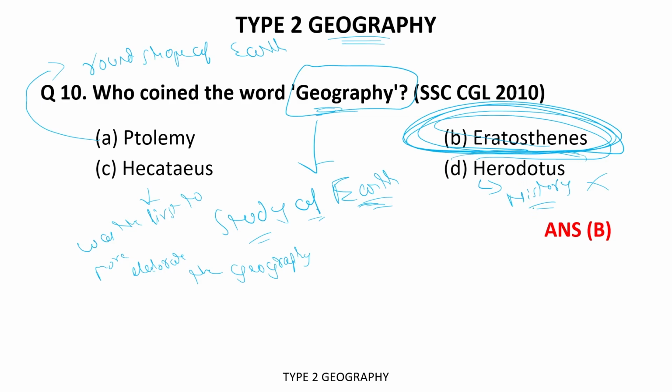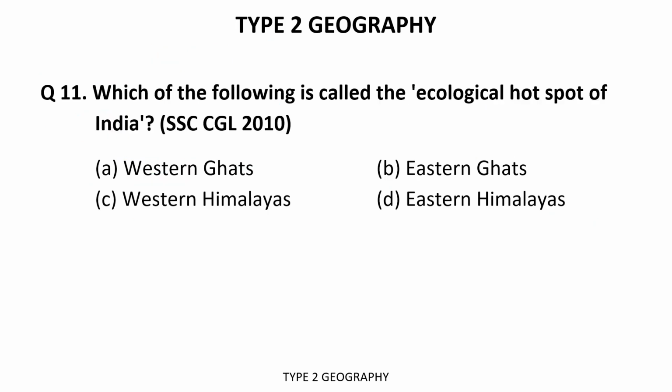So he was the father of history. Now he has got enough respect. Now come to Ptolemy. Ptolemy was the first person who made the round shape of the Earth. Herodotus was the person who elaborated the geography more, so that's why sometimes he is considered the father of geography. All right, now let's move forward.